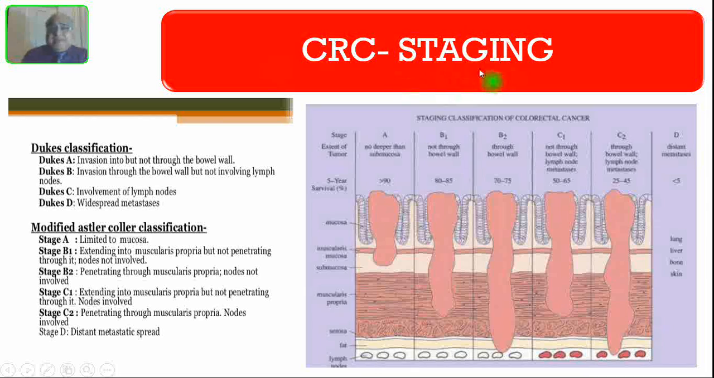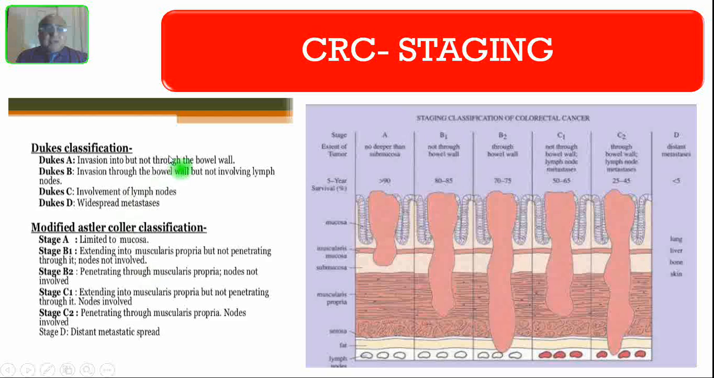So coming to the staging of colorectal cancer, the old classical staging is called Duke's classification. This ABCD: Duke's A means invasion into but not through the bowel wall. Duke's B, invasion through the bowel wall but not involving lymph nodes. Duke's C is involvement of the lymph nodes, and Duke's D is widespread metastasis.